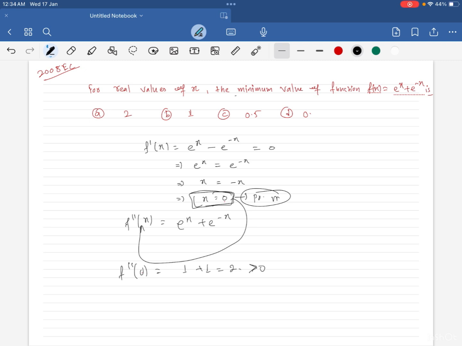For real values of x, we have to find the minimum value of the function. So f(x) is greater than 0. Okay, so this is the point of minima, and at this point we will get the minimum value, right? So that is e to the power 0 plus e to the power 0, which is 2. So 2 is the correct answer.